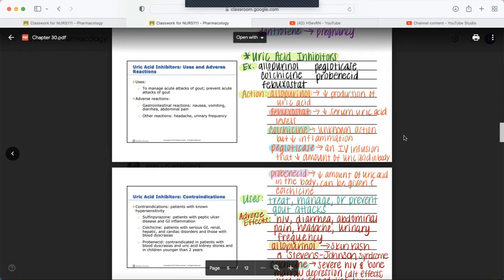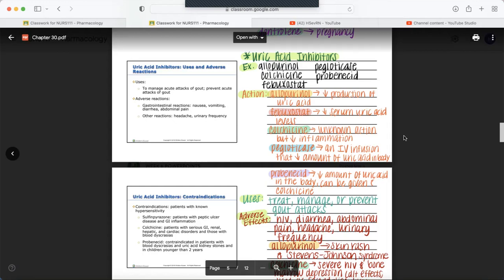These medications treat, manage, or prevent gout attacks. Examples: allopurinol, colchicine, febuxostat, pegloticase, and probenecid. Very common medications to see on older people's med lists, right? Because clients are more likely to experience gout and develop gout as they get older, especially older men.